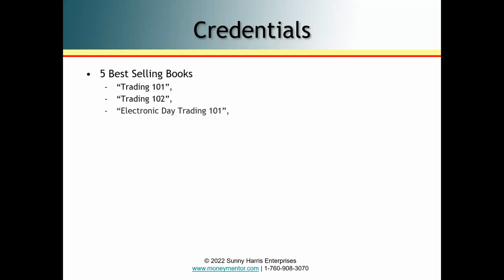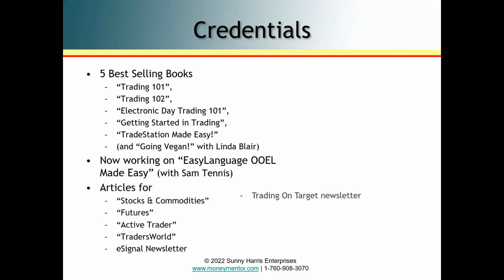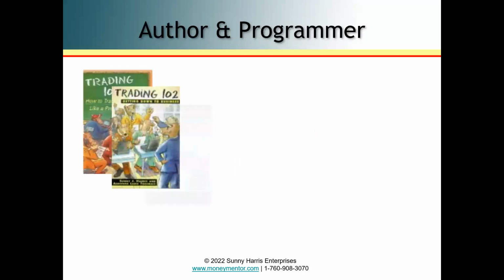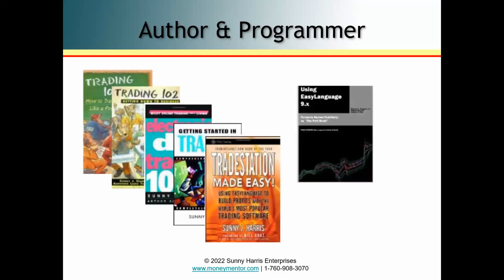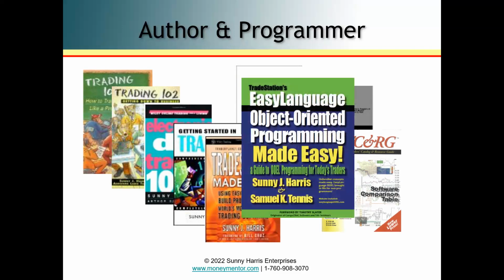I've written 5 best-selling books. Here they are. And I'm working on one now called EasyLanguage, Object-Oriented Programming Made Easy. I've written articles for all the major industry magazines. And here are my books, so you can see the 5 that I've written so far. I also wrote a book with Murray Ruggiero, who's now deceased, using EasyLanguage 9.x. I don't count that in my 5 though. And there's the magazine. And I wrote a book called Going Vegan with my friend, the actress Linda Blair. And that doesn't count in the 5 either. And now this is the one that I'm working on with programmer and legend Sam Tennis.